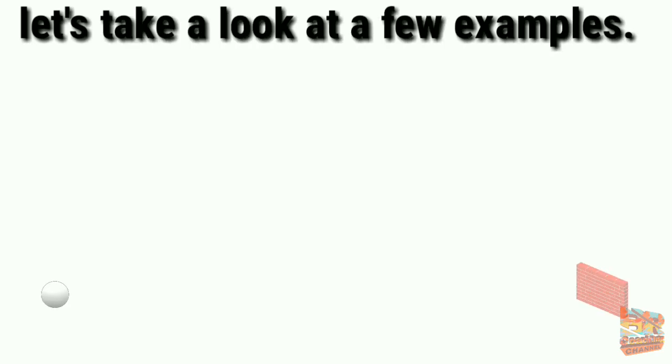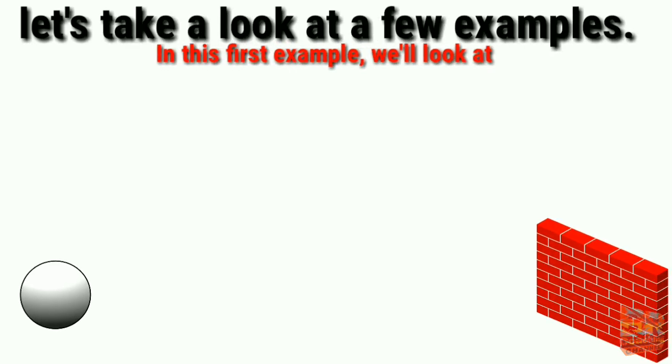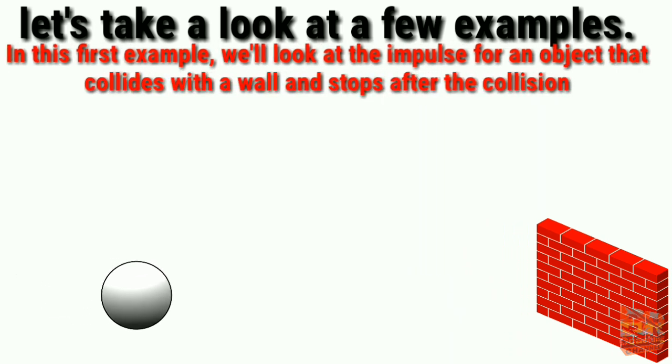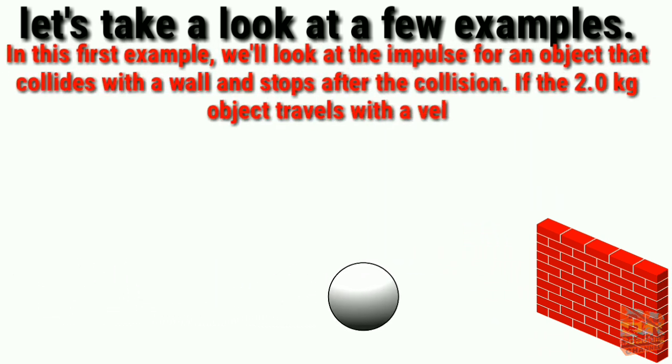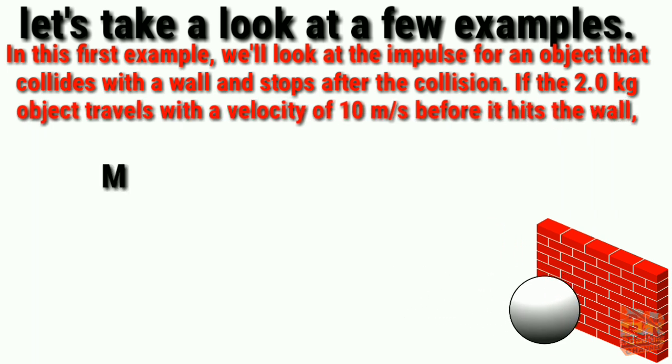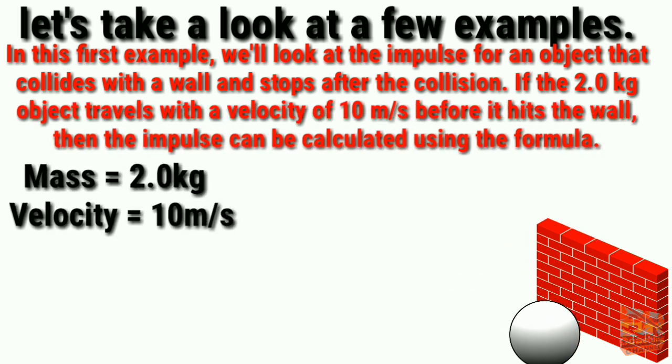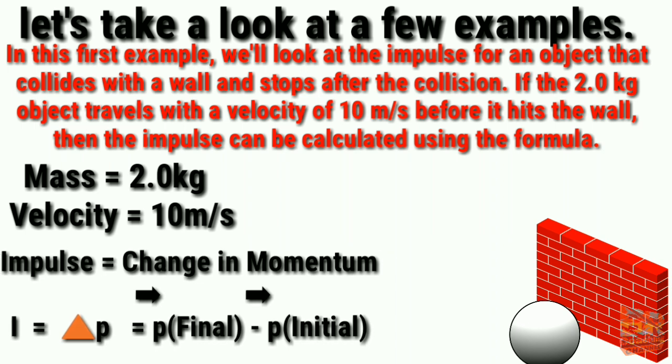Let's take a look at a few examples. In this first example, we'll look at the impulse for an object that collides with a wall and stops after the collision. If the 2.0 kilogram object travels with a velocity of 10 meters per second before it hits the wall, then the impulse can be calculated using the formula. Impulse is equal to change in momentum.